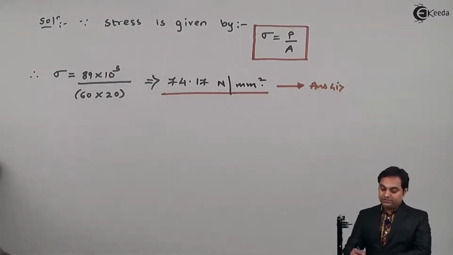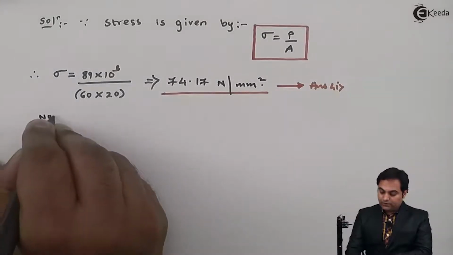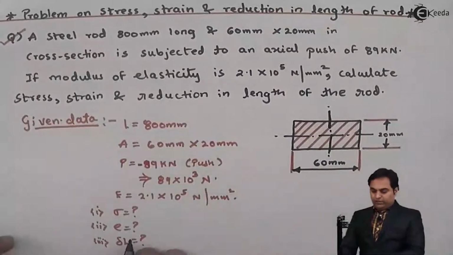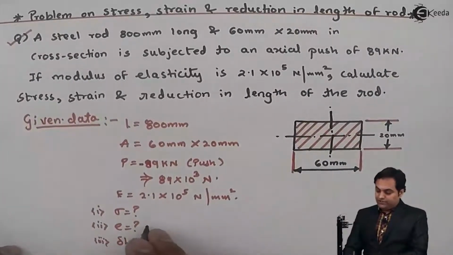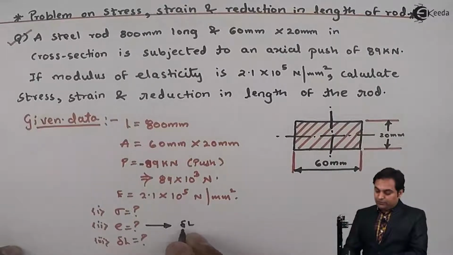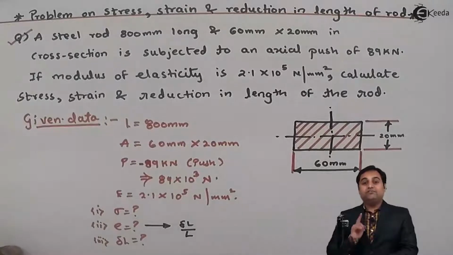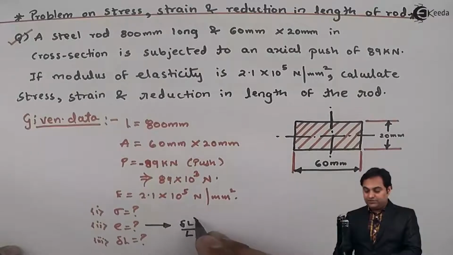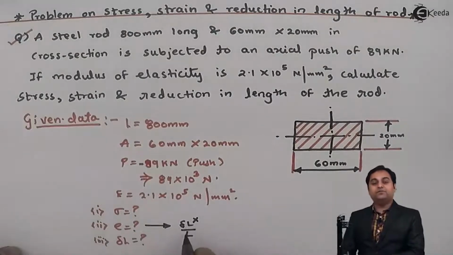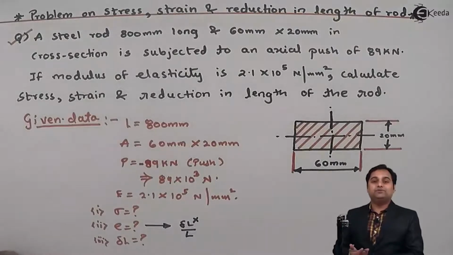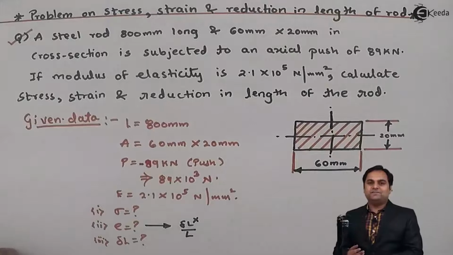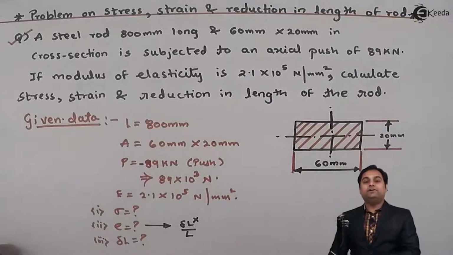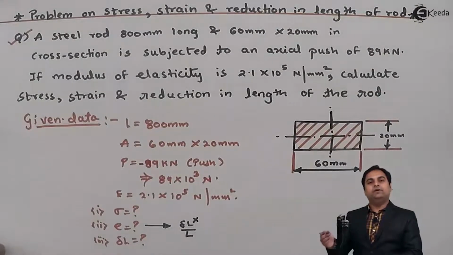Next, the second question is strain. Now, if we want to calculate strain, the formula of strain is change in length upon original length. But here if we see, this change in length we don't have. Change in length is another question. So strain cannot be calculated by using this formula. Then which formula to use to calculate strain? In this case, once we are unable to calculate strain from the given formula, we can calculate it by using another formula which is derived from Hooke's law.